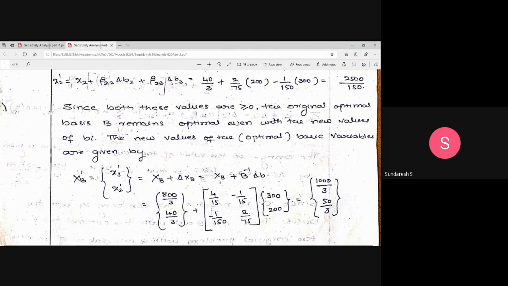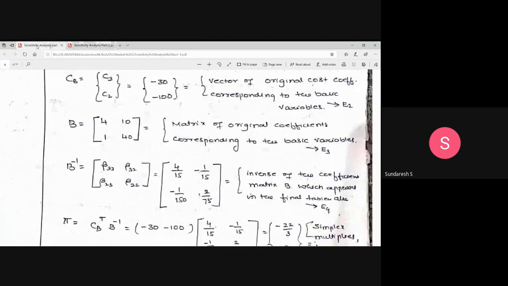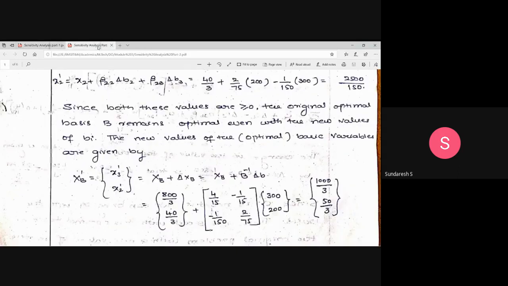Now xB means 800 by 3 and 40 by 3, plus the B inverse matrix. We have the B inverse matrix from the previous one: 4 by 15, minus 1 by 15, minus 1 by 150, 2 by 75. Substitute the values of B inverse and delta b, which is 300 and 200. Now do the matrix operation and get the values as 1000 by 3 and 50 by 3.